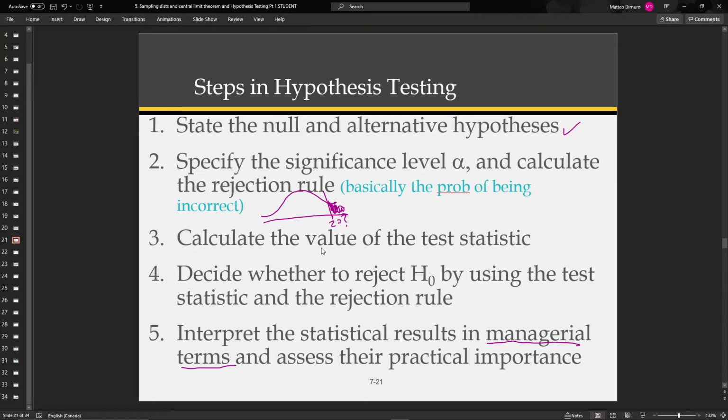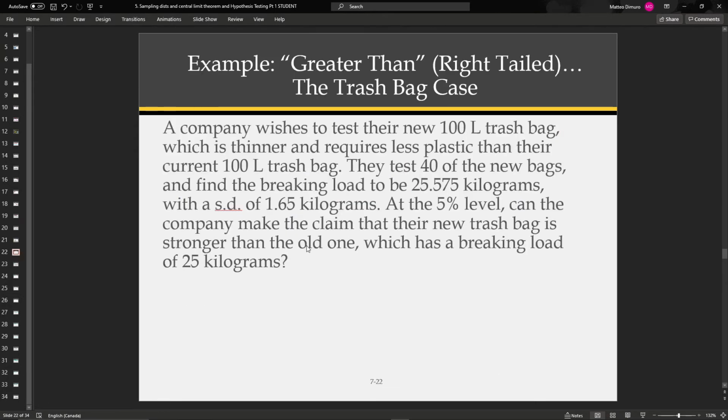Okay, so you ran all these numbers and you have all these symbols. What does this actually mean for the particular scenario you're looking at? So you must have all these 5 steps or you're going to lose marks. I'm telling you now. Okay.